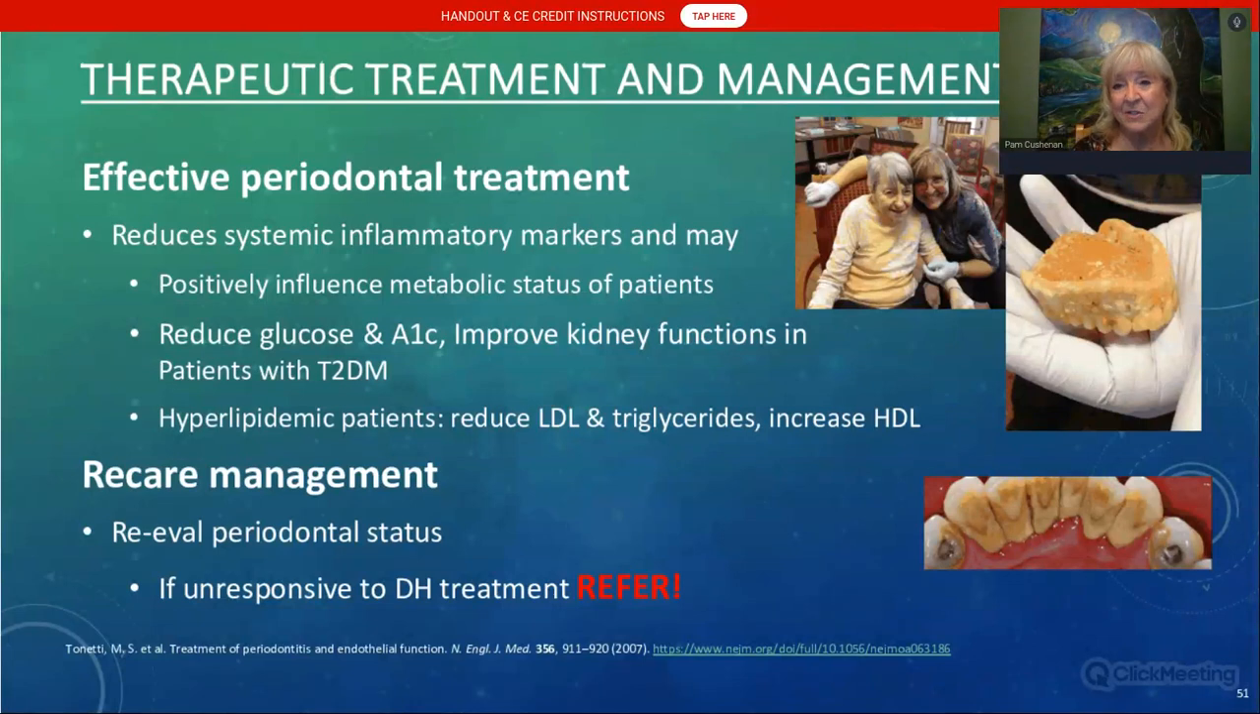Recare management, bring them back. They can't manage themselves effectively over long periods of time. Three months is the average time that's recommended to help effectively manage patients that have perio disease with a perio maintenance prophylaxis. If a patient's not responding, they're still having active bleeding, etc., please refer them to a periodontist.